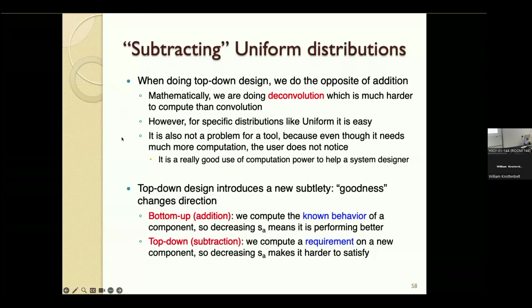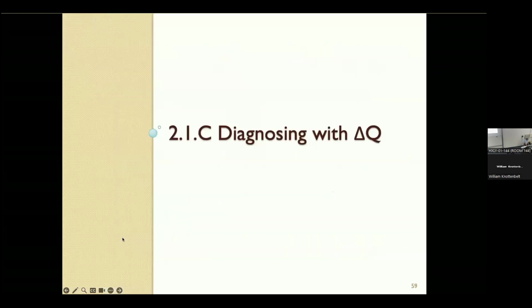So this is clearly a case where a software tool gives you a lot of power to reason about feasibility. And there's a final point, the goodness. When you do bottom up, you're computing the known behavior of the system. But in the top down, you're actually computing a requirement. This component has to be the worst case of the components. So you have to be careful about how you interpret it.